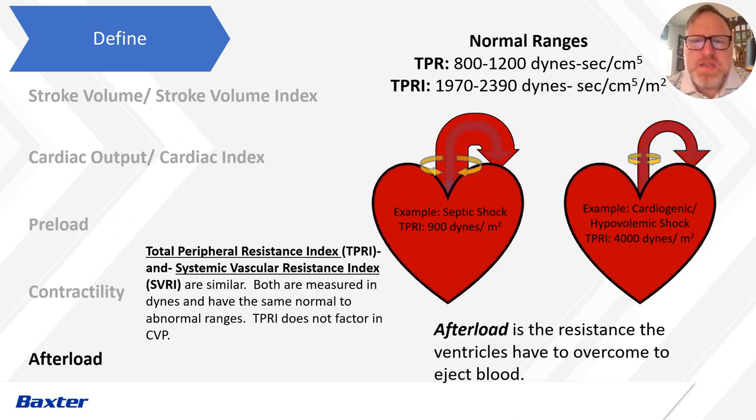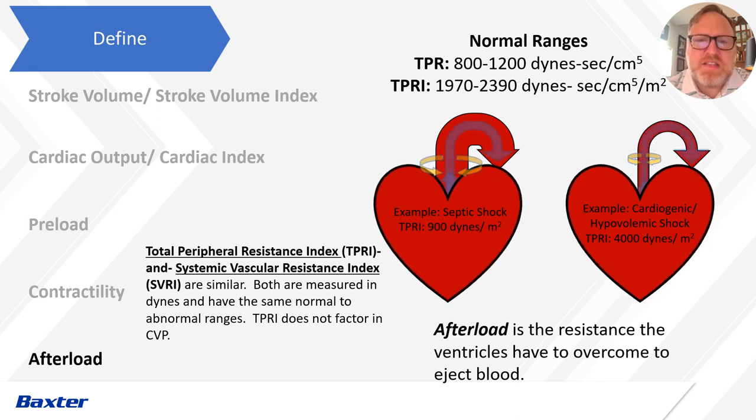So we have to be really cognizant of this. Is it a pump problem or is it a pipes problem, right? If I have a patient with 900 dynes on my TPRI, definitely I'm looking toward a medication such as a pressor that could probably fix that for me.